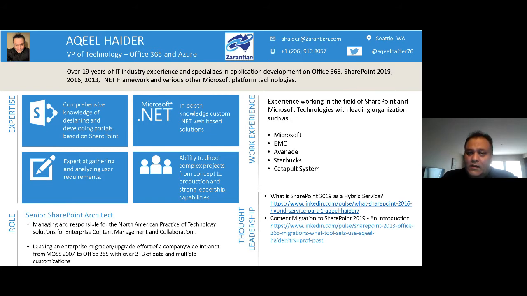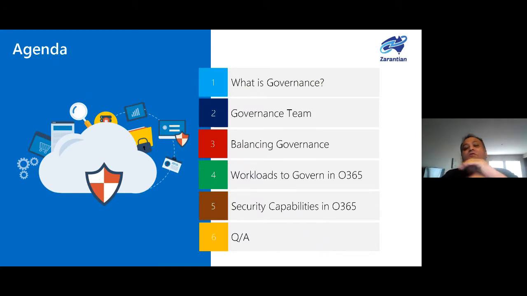The agenda of today's discussion is going to cover what is governance, in order to implement a governance plan for your organization. What kind of resources do you need, including a governance team? And what's a good balance around governance? Workloads that you have to govern in Office 365. And as you heard Tapper mention in the keynote this morning, all the security capabilities in Office 365 that are available to you regarding governing your content.